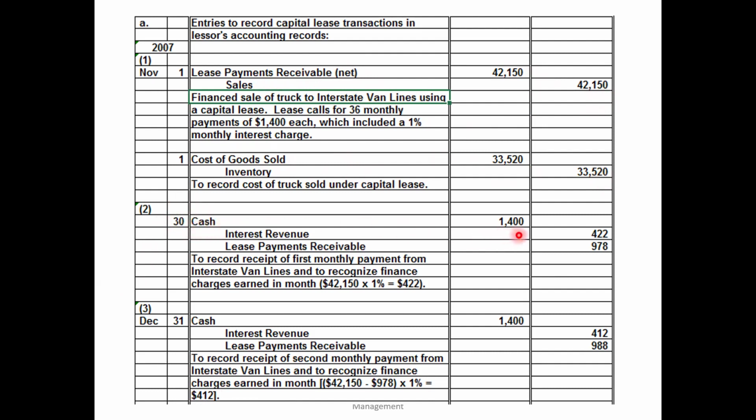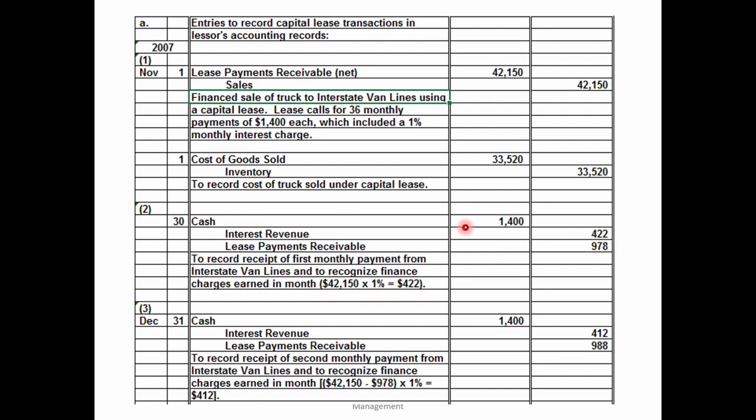Cash debit by 1,400. And here we need to understand the calculation, how interest revenue is calculated. Since the loan amount is 42,150, 42,150 into 1% gives us 422. So 1,400 minus 422 gives us 978. So this 978 represents that the lease payment receivable has been paid off.